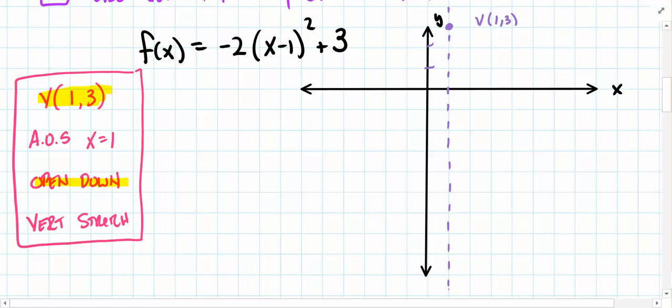I know that it opens down, and I know I have a vertical stretch by a factor of 2. So instead of having the point 1, down 1, I would go over 1 and down 2. Right? You guys go with that part?